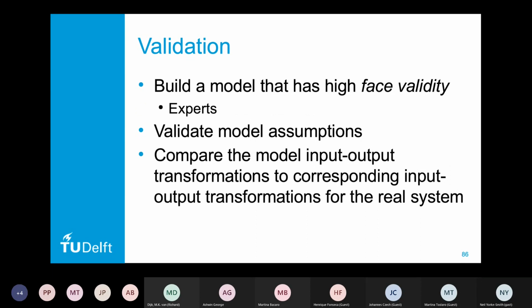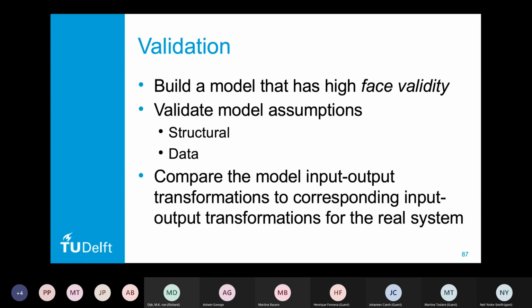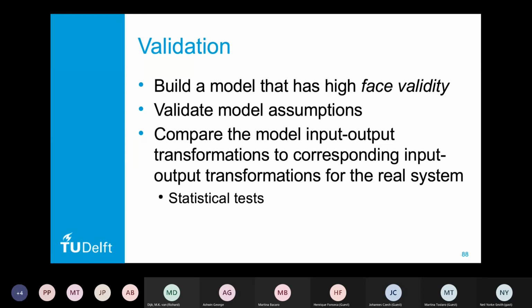Okay. So I mentioned experts, validity, assumptions. We can do it in a structural way: the structure of the model and the data, what we assume there. And when I talk about comparing to the system, well, not just comparing the graphs, you do statistical tests. The validation.